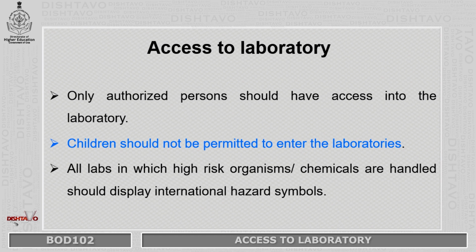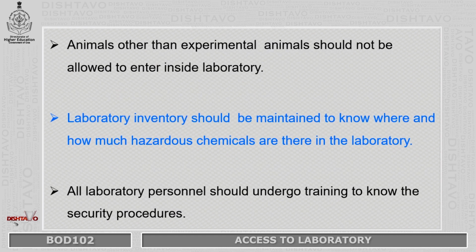All the laboratories in which high-risk organisms or chemicals are handled should display the international hazard symbols. Animals, other than experimental animals, should not be allowed to enter inside the laboratory. Laboratory inventory should be maintained to know where and how much hazardous chemicals are there in the laboratory. All laboratory personnel should undergo training to know the security procedures.